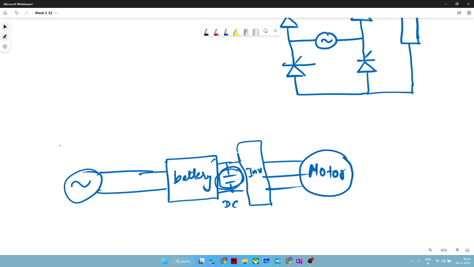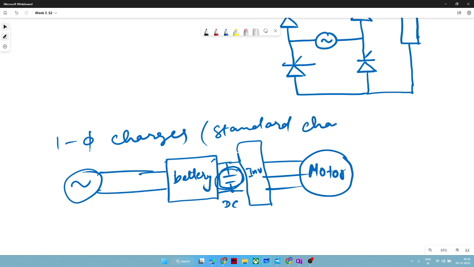Either it will be your single phase charger, that is considered as a standard charger, which takes long hours, like 6, 7 hours. Whenever you sleep at your home, your vehicle will be charged. And the other thing is your DC fast charger. Whenever you stop in between your travel, you can plug in for 15 to 30 minutes, and your vehicle will be sufficiently charged to go for another 100 miles or so.